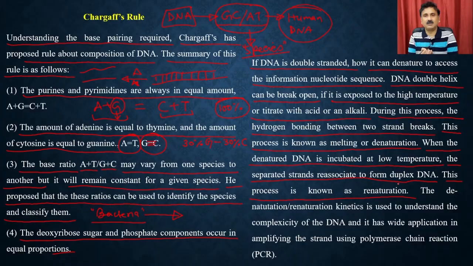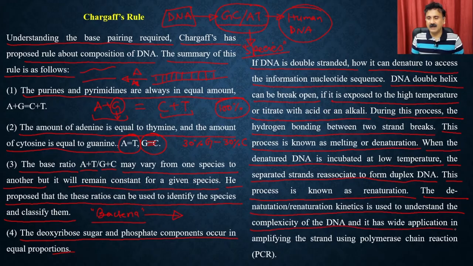So you have denaturation. If you heat up the DNA, then it is going to denature, and if you lower the temperature, it is going to come back, because you know that A has a complementary T, and G is going to make the base pair with C. So that's how they will come together. The denaturation and renaturation kinetics is used to understand the complexity of the DNA, and it has a wide application in the amplification of the strand using the polymerase chain reaction.